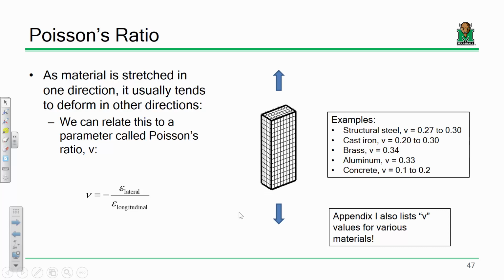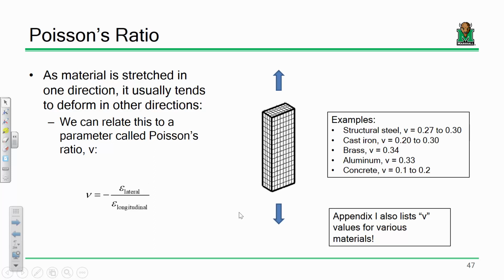Now there is a relationship between its lateral strain and its longitudinal strain, and we call that relationship and that parameter Poisson's ratio, okay? Now, if you want an equation, here's your equation. We take the lateral strain and we divide it by the longitudinal strain. But there's a negative in there. Why is the negative there?